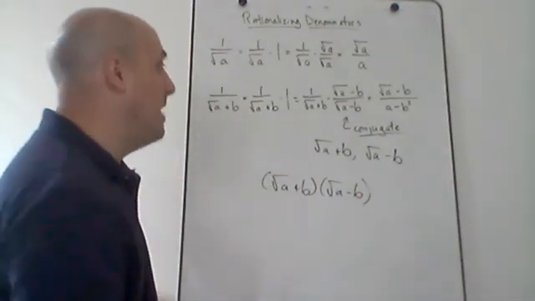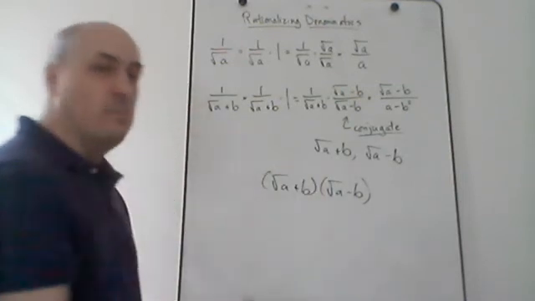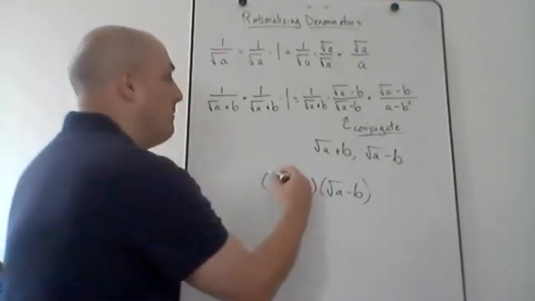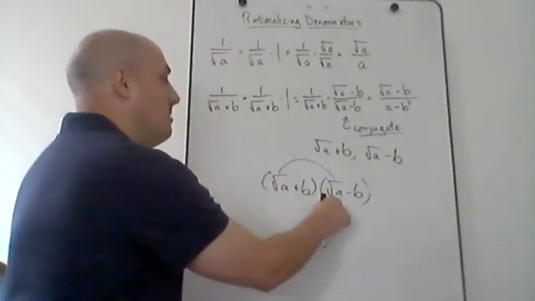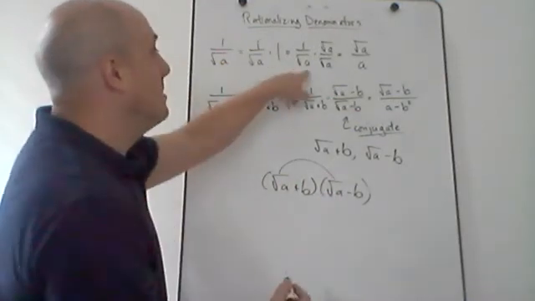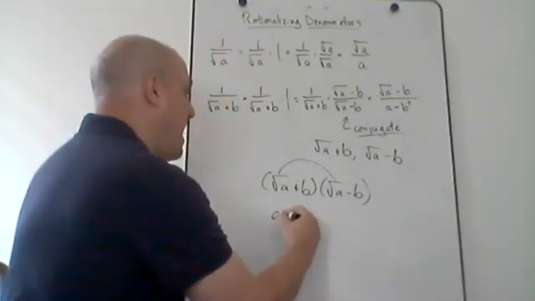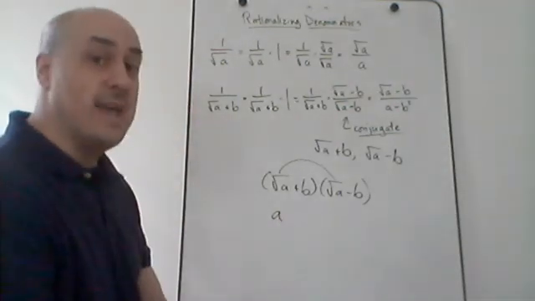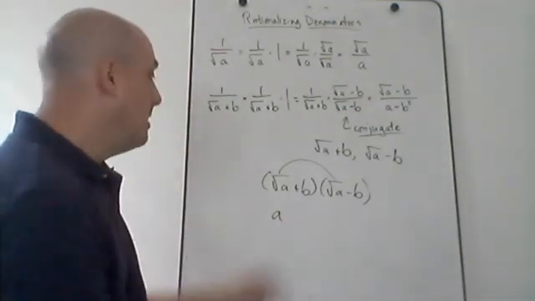So just to show you how that happens, if I use the FOIL method, which is something we haven't talked about yet, but hopefully you've heard of before. If I do the square root of a times the square root of a, just like we saw up here, that's going to equal just a. That's the square root of a squared, which equals a. Alright, so I get a.